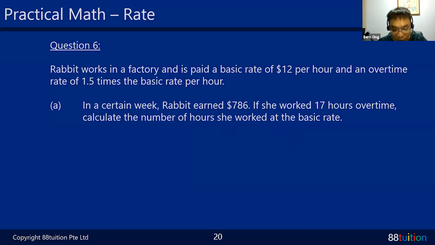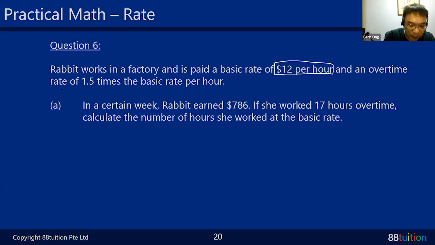Rabbit works in a factory and is paid a basic salary or basic rate of $12 per hour. That means the normal rate she's paid is $12 per hour. Overtime means, for instance, you work from 9 to 5, that is your normal hour. Then 5 to 6, if you work extra, that's called overtime. Or if you go to the office on a Sunday, which is supposed to be a rest day, that is also overtime.